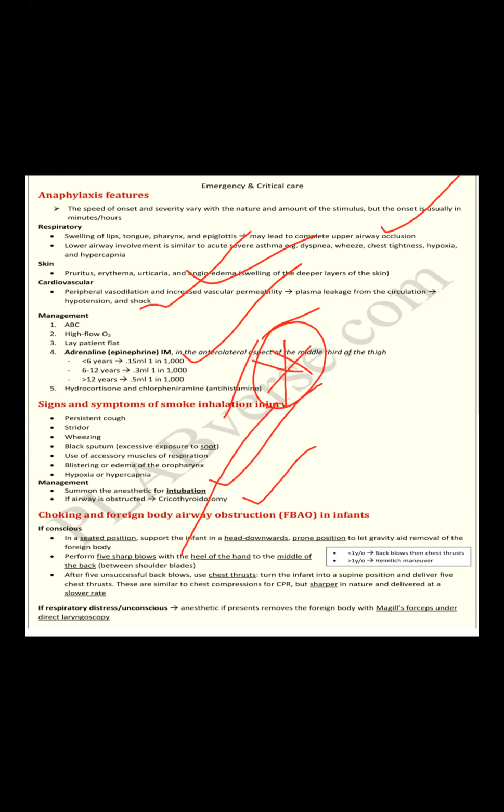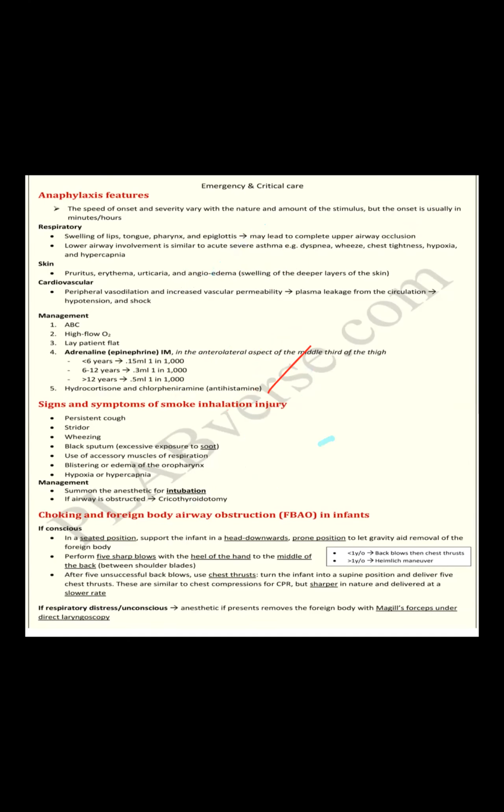Exam question, infant. They ask a question from the pediatric part. How do they ask? If conscious, in a seated position, support the infant in a head-downward, prone position. Exam question: choking or foreign body obstruction, head downward and prone position to let gravity aid removal of the foreign body.